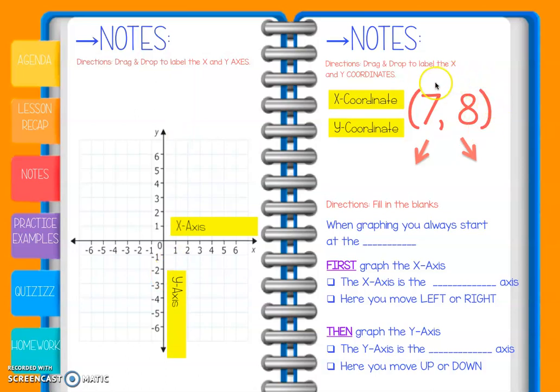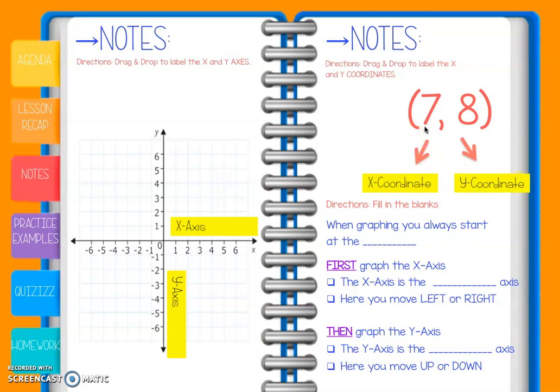So if we come over here, we call this an ordered pair. Ordered pairs always have to have parentheses around them, and always have to have a comma in between the two numbers. The first number that you see is your x-coordinate, so that's where you're going to go on the x-axis. The second number is our y-coordinate, and that's where we're going to go on the y-axis. So for this example, we would start at the origin, go right to +7, and then go up to +8.